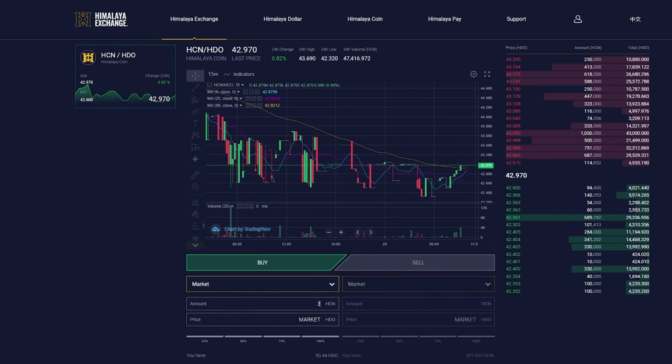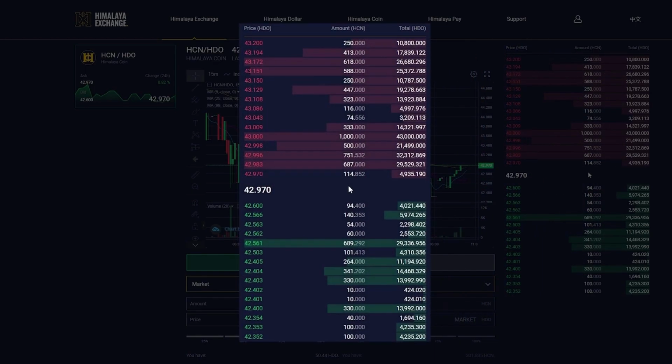However, let's say you wanted to buy 3,000 HCN at the current market price. The market order is only going to fill a portion of the order based on the current price, and then it's going to work its way up the order book until it completes the order. As you can see here, it will buy 114.852 HCN at 42.97 HDO and then move up to purchase 687 HCN at 42.983 HDO. It will continue to move up the order book until the order is filled.